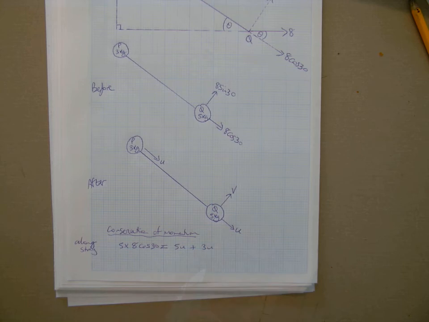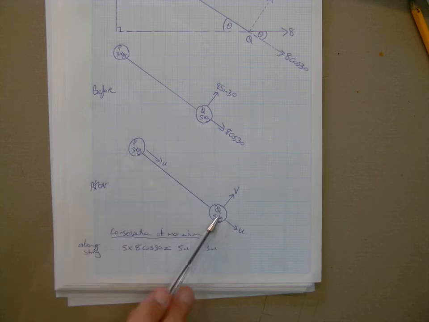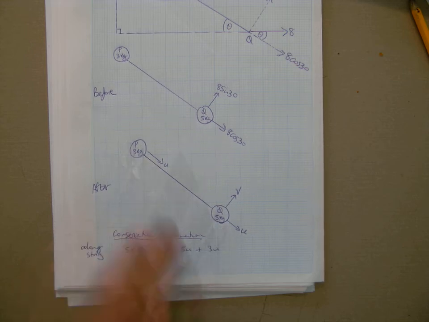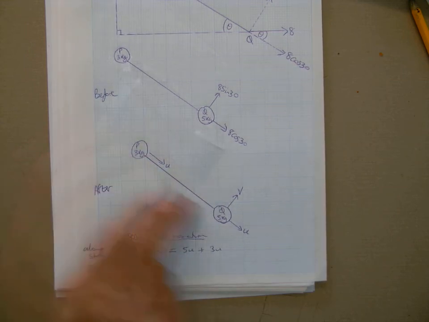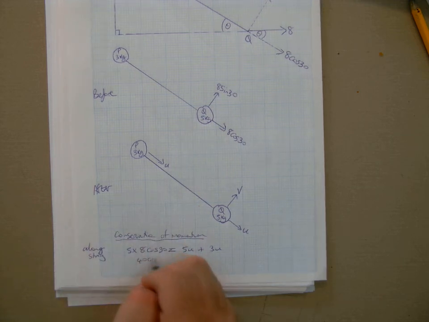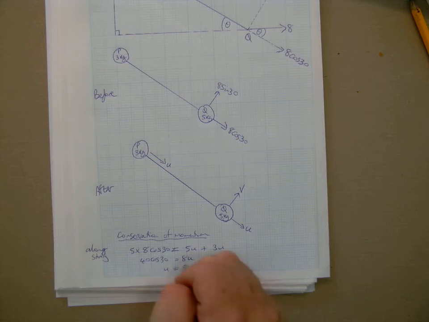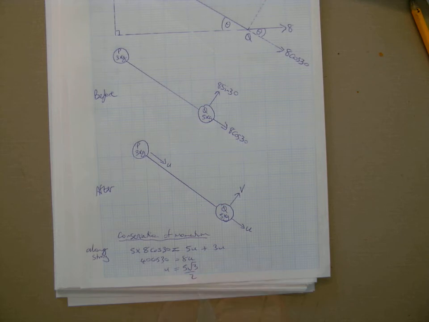Remember, we're looking at the total momentum of the whole system. So the total momentum afterwards, going along the string, will be mass times this and then mass times this added together. That will equal the total momentum before, which is just this times 5. So now we have 40 cos 30 equals 8u, then you can get u out. It's 40 cos 30 divided by 8, so we get that out to be 5 root 3 over 2.